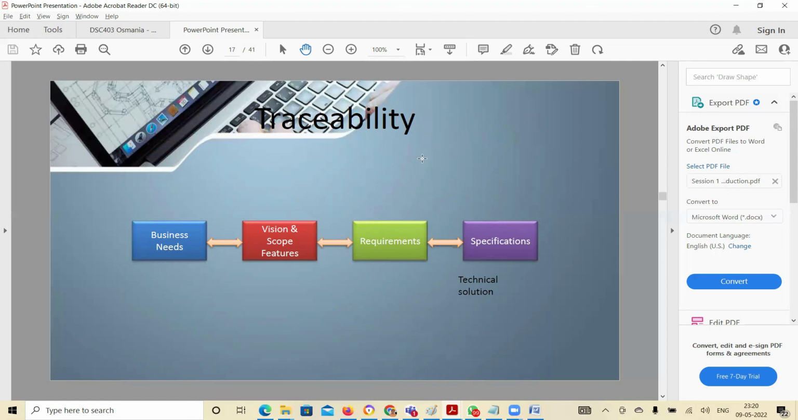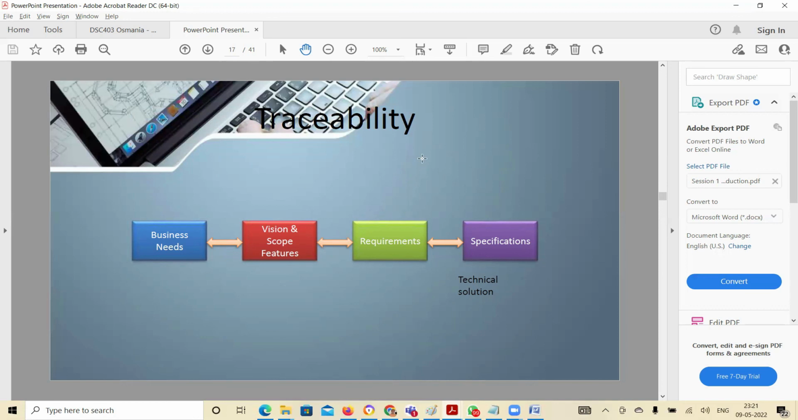So see, business need is from the business. Vision and scope feature is, again, from the business perspective, but it's more from the department perspective. Business need would be, for example, we want to improve the customer satisfaction rate. One need. What it would mean for the businesses: we need to develop a CRM, we need to have the capability to track customer sales, we need to do this and that. There could be 3, 4 related needs.